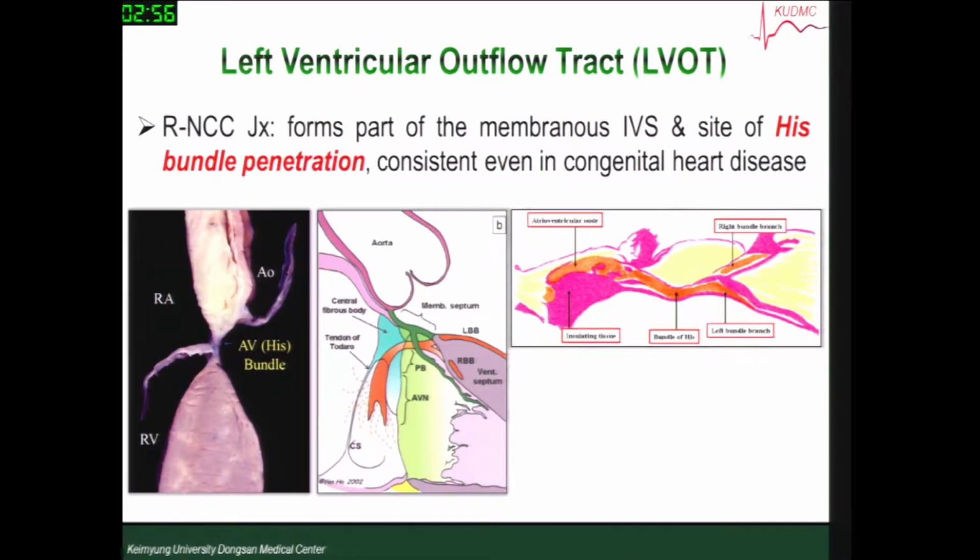As you know, there are three cusps in the aorta, and the junction of the right and non-coronary cusps is a portion of the membranous septum. In the membranous septum is the exact site of His bundle penetration from the atrium. It is consistent even in congenital heart disease. The His location matches the junction of the non-coronary cusp and the right coronary cusp, so we use the His bundle catheter as a landmark of the lower portion of the aorta when doing the transseptal. The His bundle is insulated with connective tissue, penetrates the membranous septum, and divides into the left and right bundle branches.